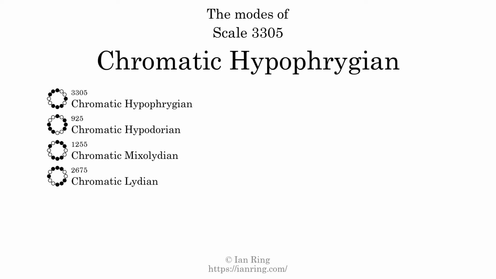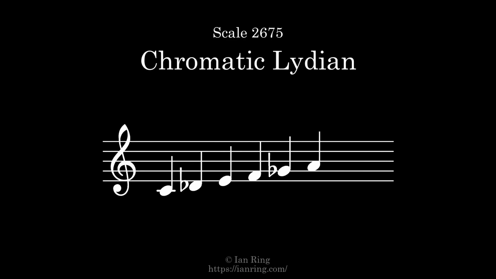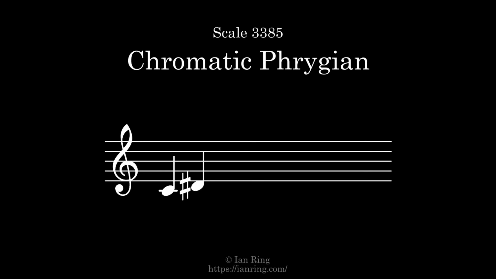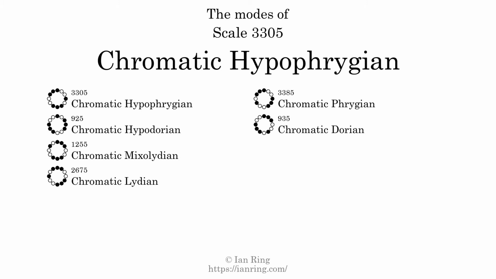The fourth mode is scale 2675, also known as Chromatic Lydian. It sounds like this. The fifth mode is scale 3385, also known as Chromatic Phrygian. It sounds like this. The sixth mode is scale 935, also known as Chromatic Dorian. It sounds like this.